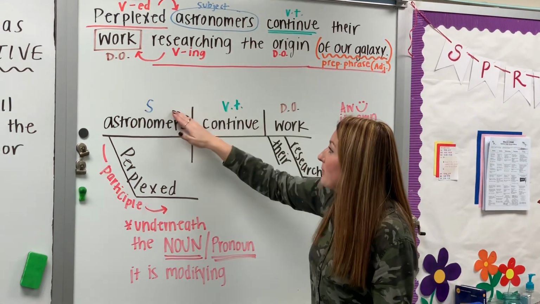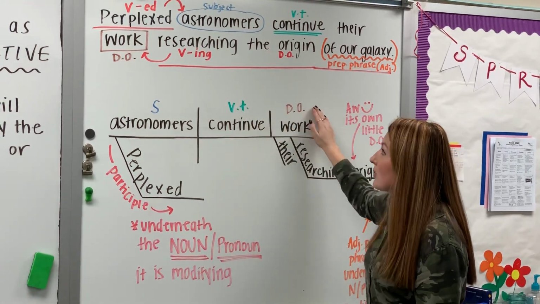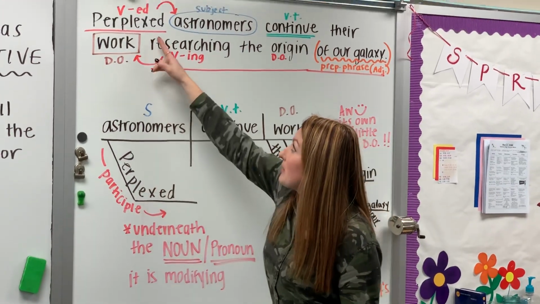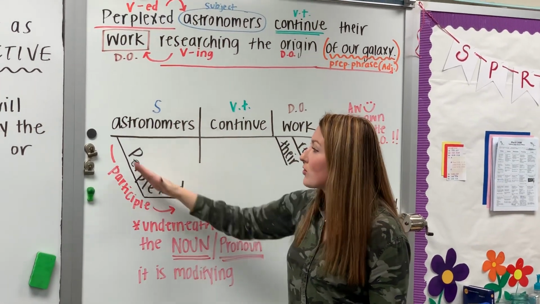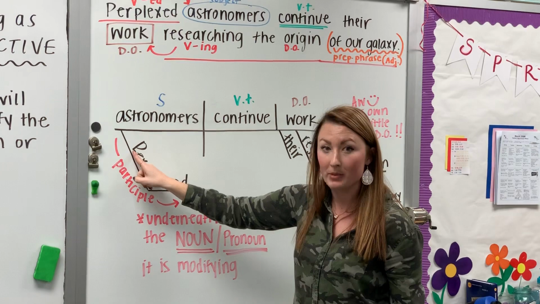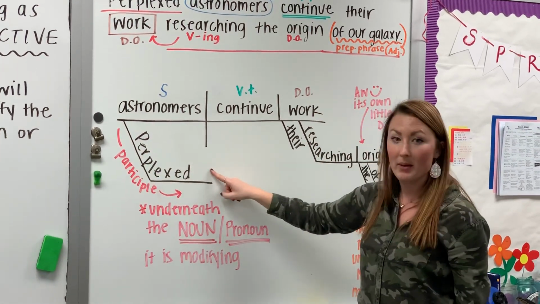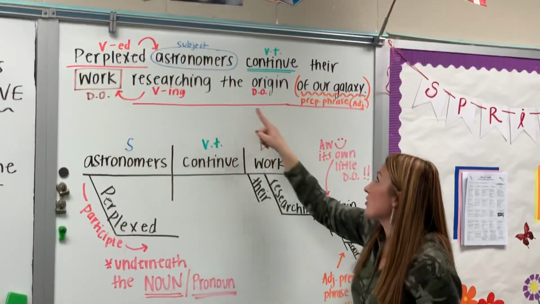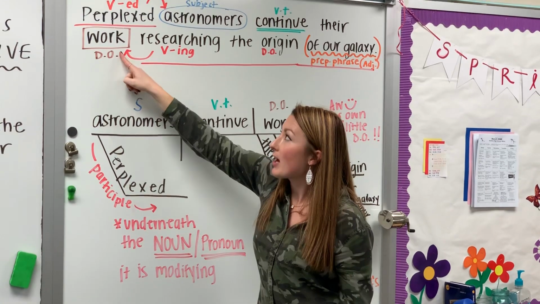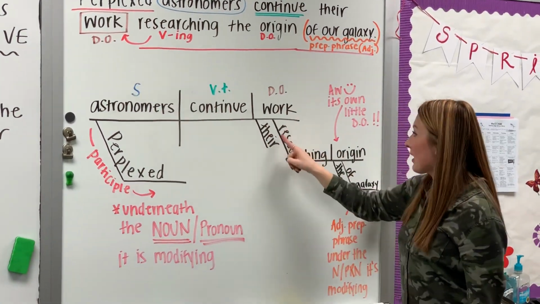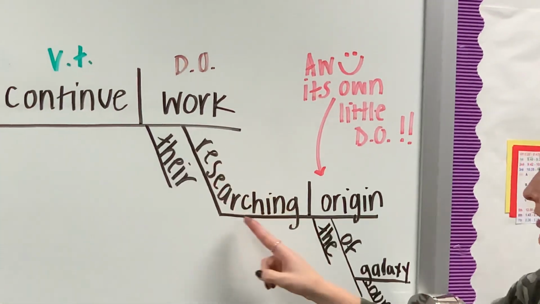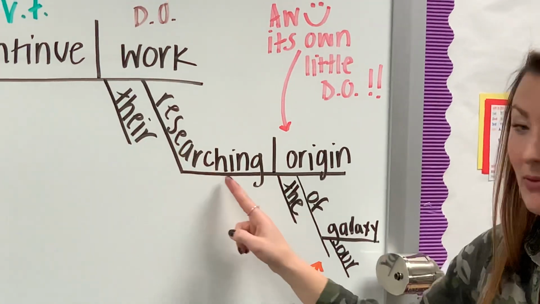Okay, so then when you diagram, plug in your subject, plug in your verb, plug in your direct object, plug in all of your main work first. Then go ahead, okay, what is perplexed modifying? It's modifying astronomers. So you're placing this participle underneath astronomers. Notice the capital P. Notice how it's being wrapped around the bend right there. Then this one, researching the origin of our galaxy, this is modifying work. So this participial phrase will be placed underneath work. So, okay, there comes before, and then you have researching the origin of our galaxy. Researching is the participle, so that's the word being wrapped around the bend.